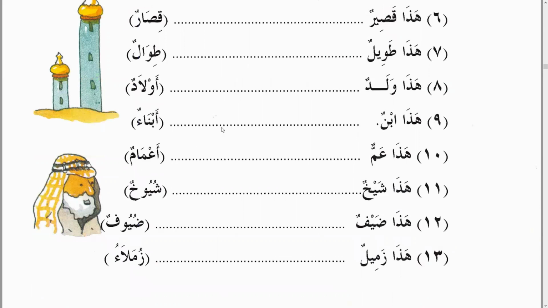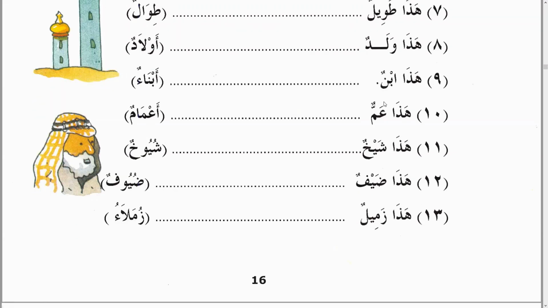Now we have another pattern which is af'al. Like hada waladun, awladun. Walad, boy. Awlad, boys. Nowadays, awlad is used for both masculine and feminine, so awlad also means children. Ibnun, abna'un. Ibn is now masculine only. One son, many sons.